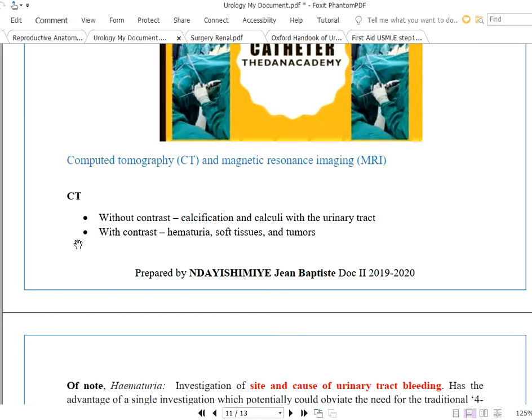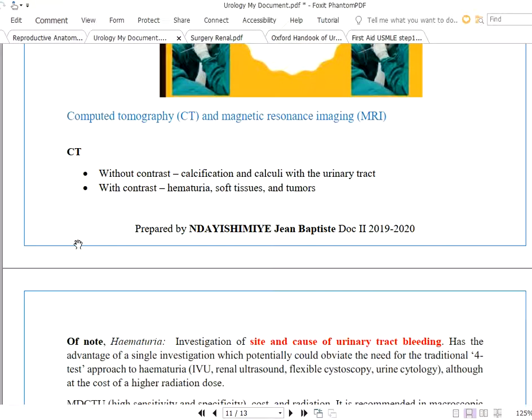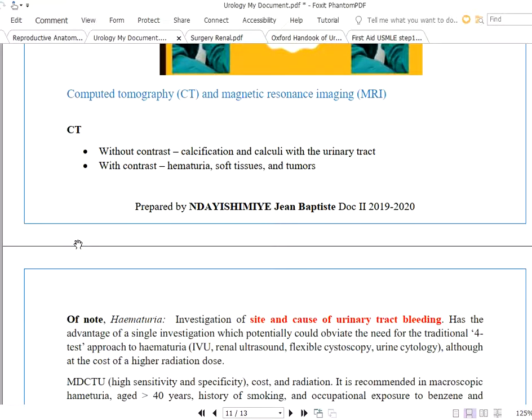The other technique is computed tomography, or CT scan. CT scan and magnetic resonance can also be used during investigation in the urological department. A CT scan can be with contrast or without contrast for different reasons. It can be without contrast when you look for calcification of calculi, or with contrast when you look for the source of hematuria, soft tissue, or tumors.